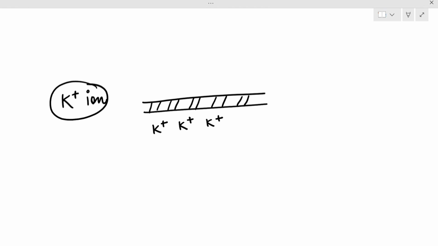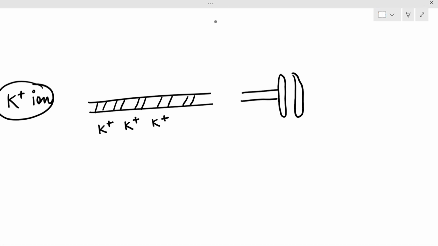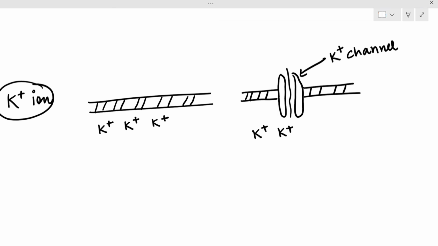But there are some channels like potassium channels, particular specific channels. Okay. Like these are potassium channels. So the potassium which is present intracellularly will go extracellularly via potassium channel.